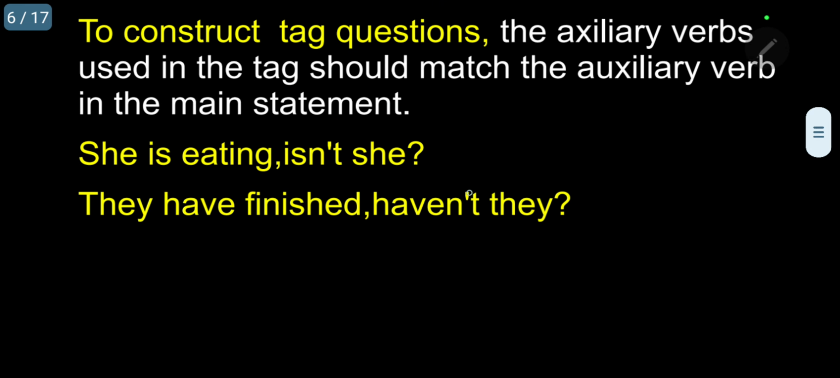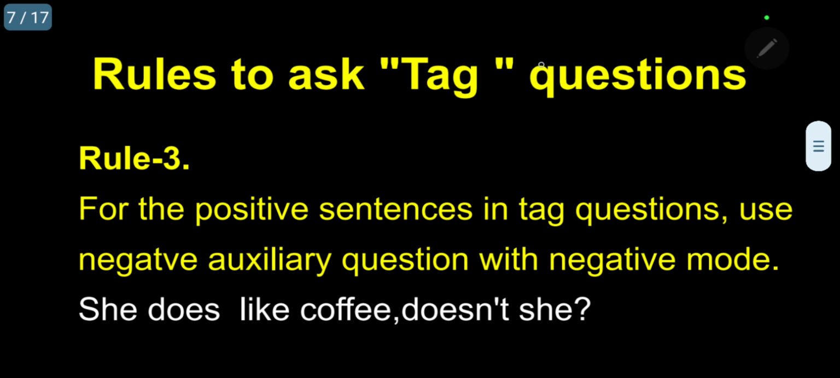Very, very important. Rule 3, now I have to give the most important. If the statement is positive, you can ask the negative. If the statement is negative, you can ask positive tag questions. Rule 3: for the positive sentences in tag questions, use the negative auxiliary question with the negative mode. A simple example: she does like coffee.